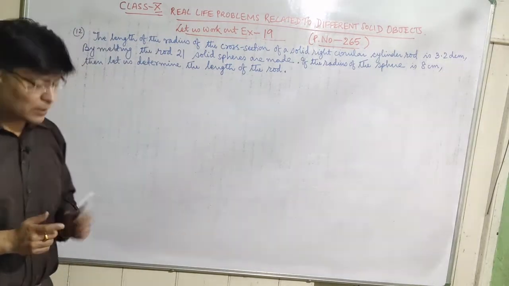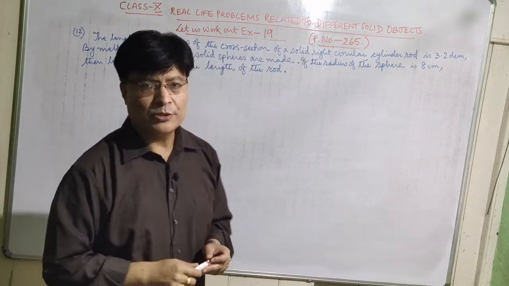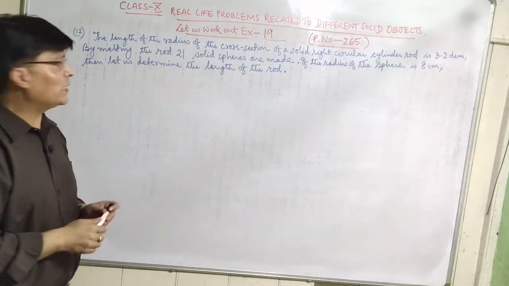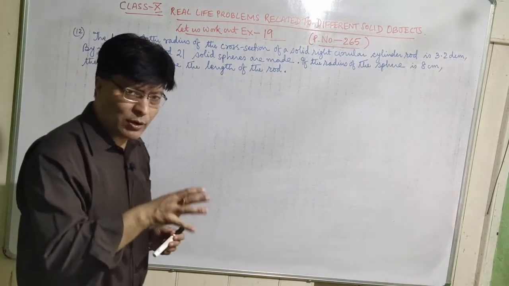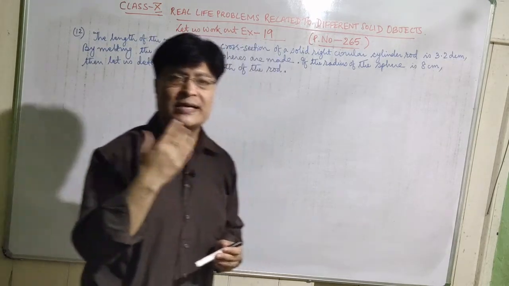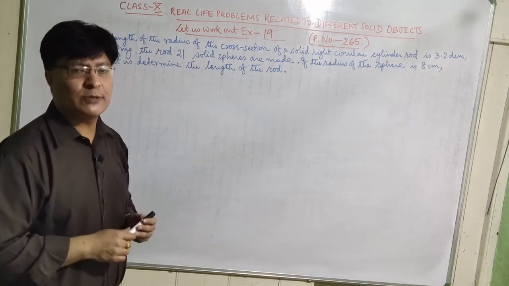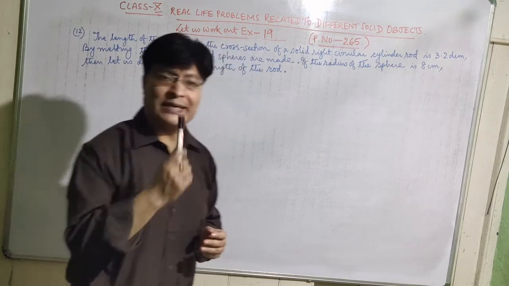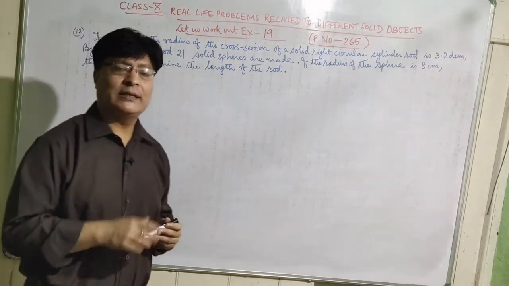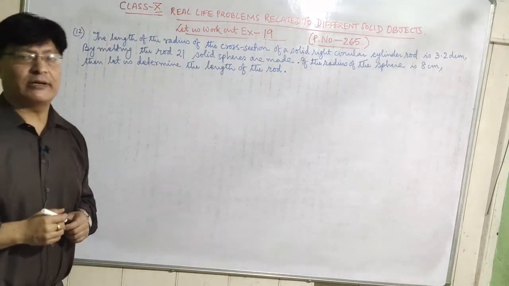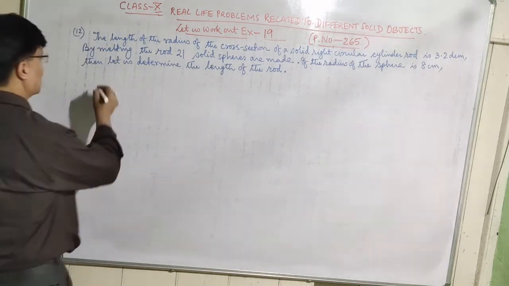Is that clear? Here in the question, a right circular cylinder rod is given, whose radius is given as 3.2 decimeter. Okay, by melting it, 21 solid spheres are made. And if the radius of each solid sphere is 8 centimeter, you have to find out the length of the right circular cylindrical rod. Is the question clear to all of you? So okay, let us start the solution now.